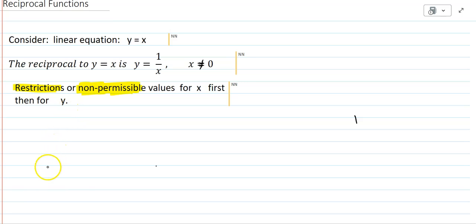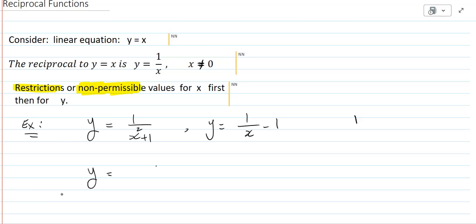All right, now let me give you some examples of reciprocal functions. Starting with a very simple one, y equals 1 over x squared plus 1. That's a reciprocal function. Okay, next one, y equals 1 over x minus 1. That's a reciprocal function. Another one, y equals 1 over x cubed. That's a reciprocal function. All right, and so forth and so on.